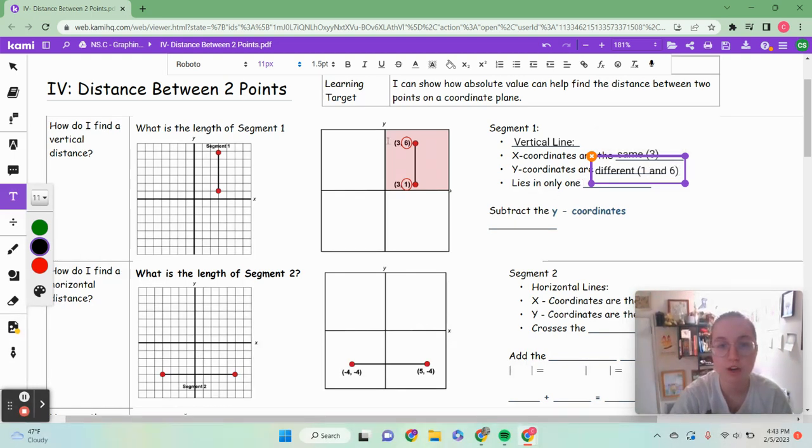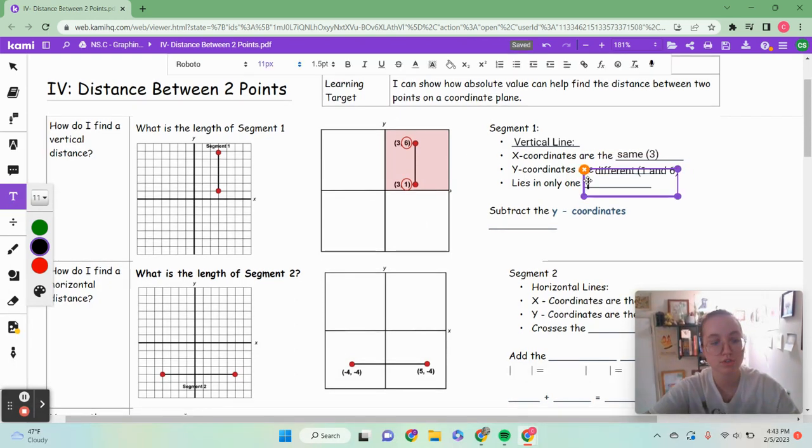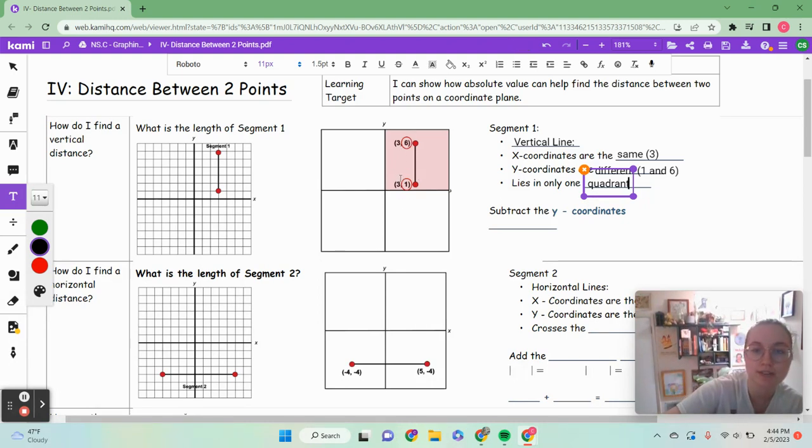They lie in only one quadrant, it's highlighted in red here. That is some vocab from the last instructional video. So this one, not too bad. If they're in the same quadrant, I can just subtract the lower y value from the higher y value.